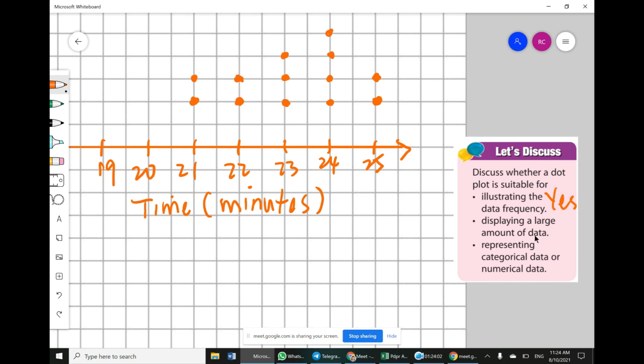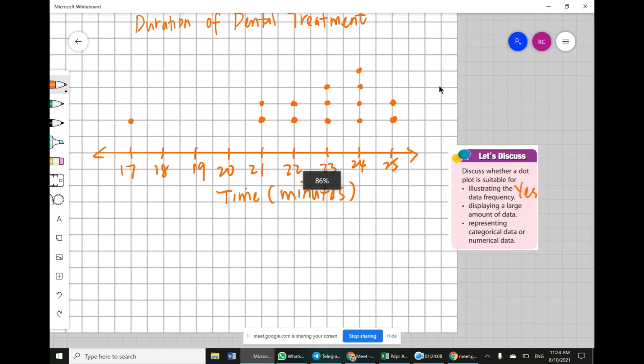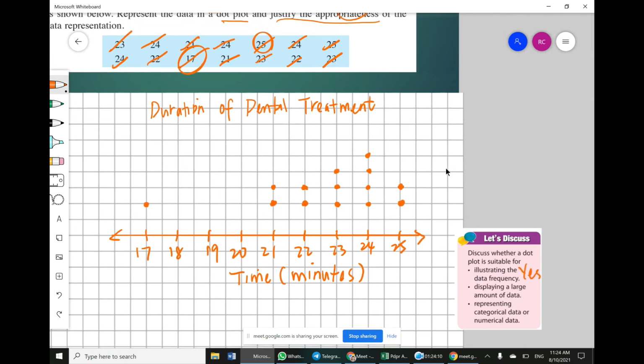When you have a large amount of data, for example, 100 patients, you won't have enough space to plot them using the same duration of time, 24. You cannot plot up to 100 dots over here. So this is not suitable.